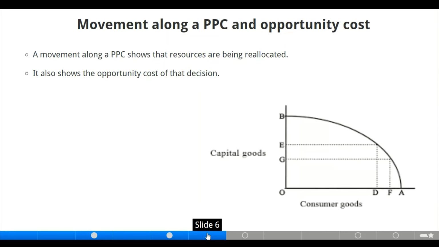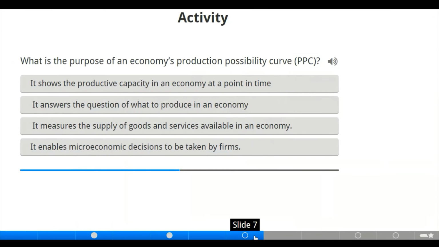Here we have movement along a PPC and opportunity cost. We meet opportunity cost here again. A movement along a PPC shows that resources are being reallocated. It also shows the opportunity cost of that decision, that is, the opportunity cost involved in the resources allocated. Moving to the next slide, where we have an activity.